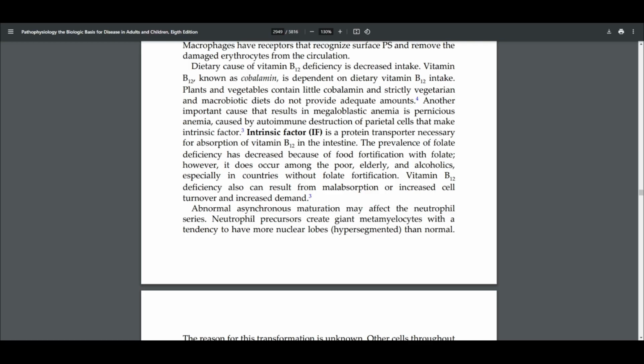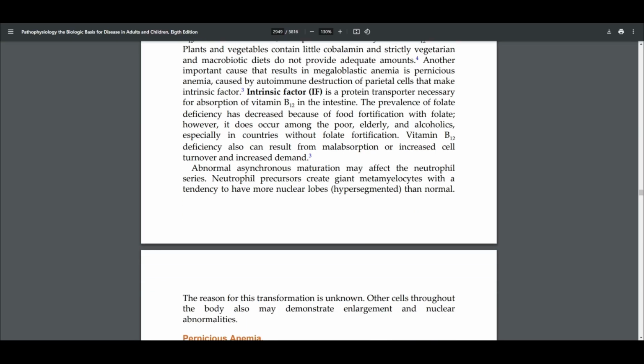The prevalence of folate deficiency has decreased because of food fortification with folate. However, it does occur among poor, elderly, and alcoholics, especially in countries without folate fortification. Vitamin B12 deficiency also can result from a malabsorption, or increased cell turnover and increased demand.